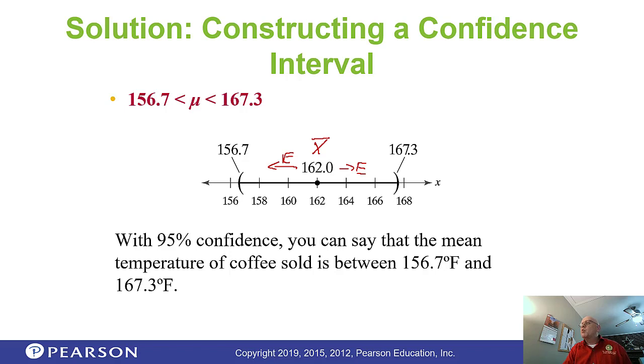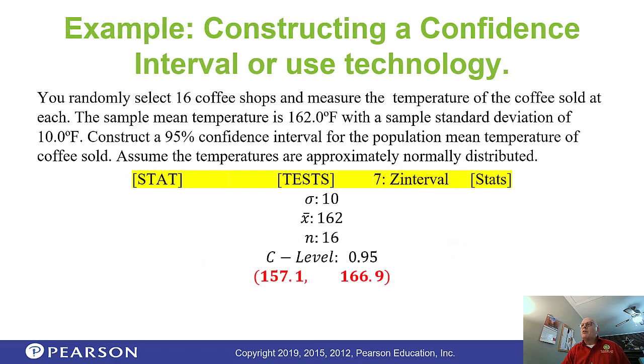So here's some good wording. You would do well to write down that sentence. So hit pause, write it down. With 95% confidence, you can say the mean temperature, because you don't know it, of the coffee sold is between 156.7 degrees and 167.3 degrees. That is proper wording. So get that down. The wording is important. Now, how do you do this in the calculator?